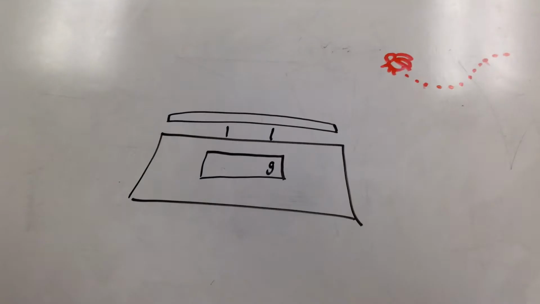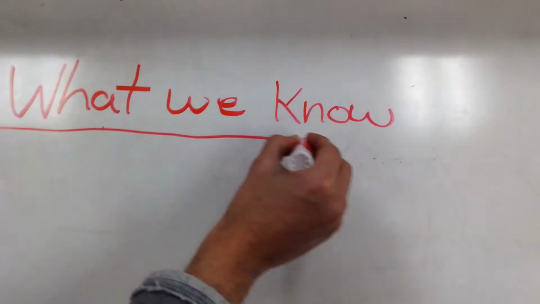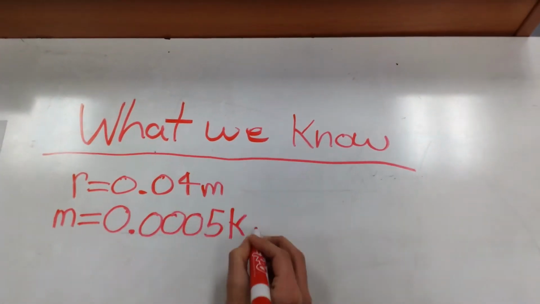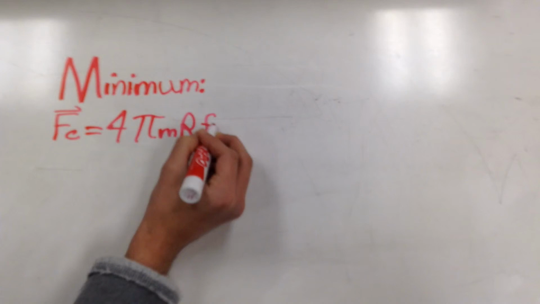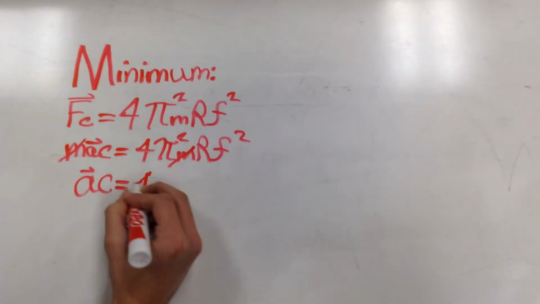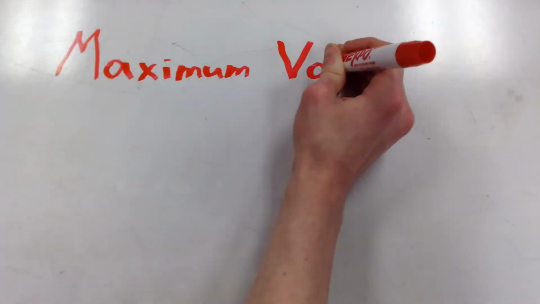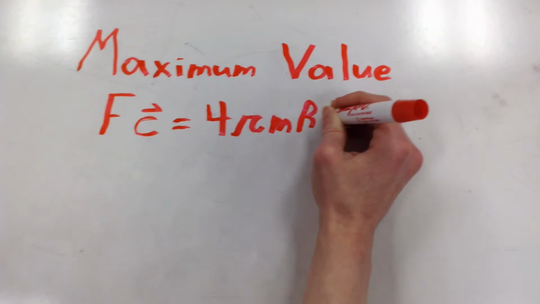We know that the mass of the insect is 0.50 grams, which converts to 0.0005 kilograms, and that it rests 0.04 meters from the center of the compact disc. We can sub in these values along with the minimum frequency of 3.5 Hz into the formula Fc equals 4π²mRf² in order to find the minimum acceleration. The maximum acceleration can be calculated by using the same formula, but by substituting in 8.0 Hz as the frequency.